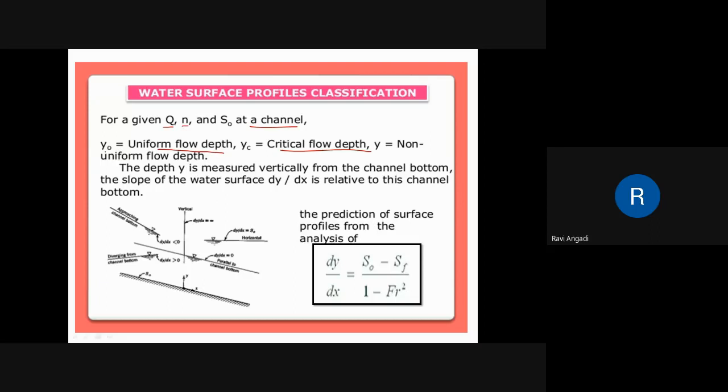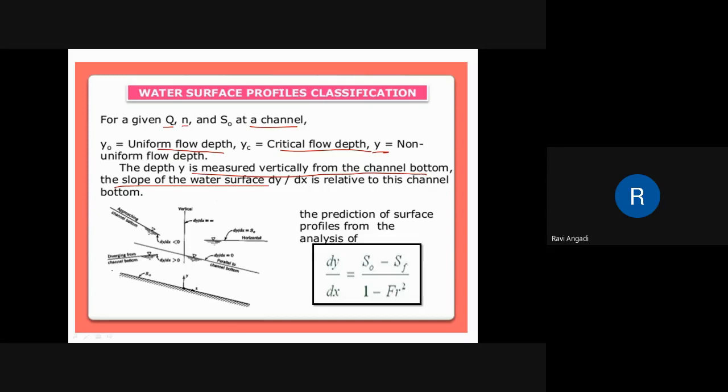Suppose you take yn as the uniform flow depth, or normal depth, yc is the critical flow depth, and y is the non-uniform, variable flow depth. The depth y is measured vertically from the channel bottom. The slope of the water surface dy by dx is relative to this channel bottom.